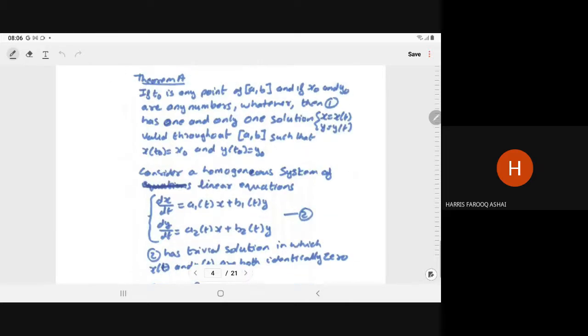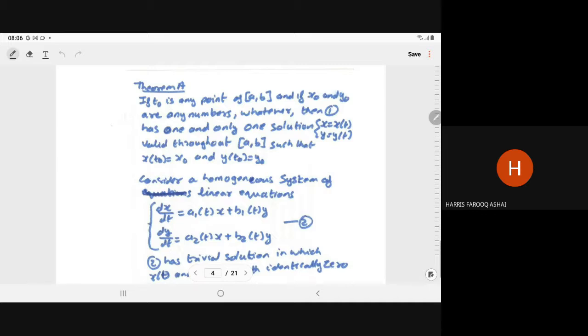Then, I told you, we have the theorems. The theorems you studied earlier in chapter 3 for the second order differential equation, the same theorems we will repeat here for the system of equations. So we only have to study the statements.